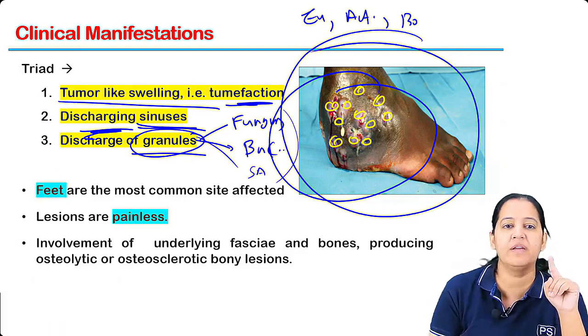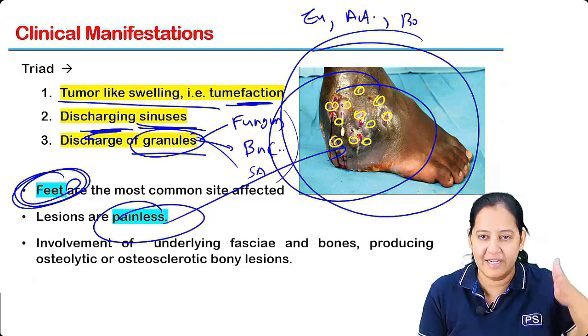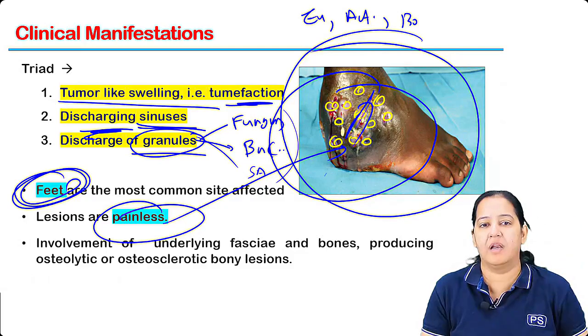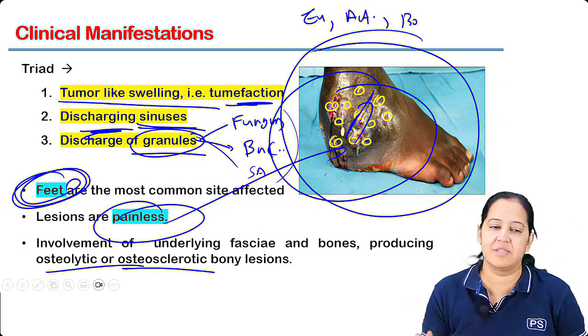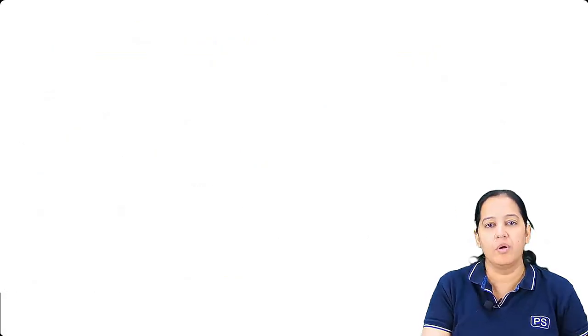Usually it occurs on the feet. And they are painless. They look horrible, but they are painless. And later on, they involve the underlying bone also, with osteosclerotic and osteolytic lesions in the bone. What is the triad? Tell me the triad of mycetoma. Okay, we will revise.